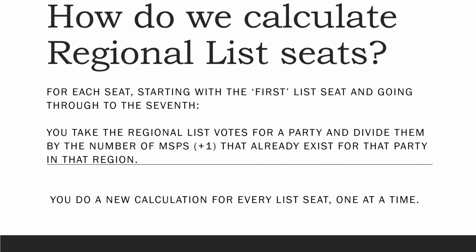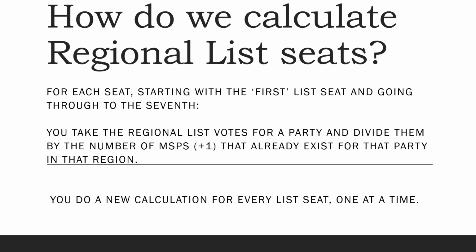So how do we calculate regional list seats? What happens is that in each region, we take the regional list votes for a party, or the second votes for a party, and we divide all those votes by the number of MSPs plus 1 that already exist for that party in that region. And you do this one seat at a time.